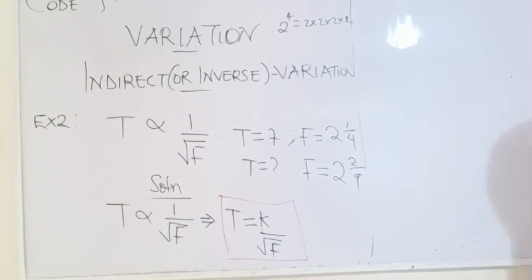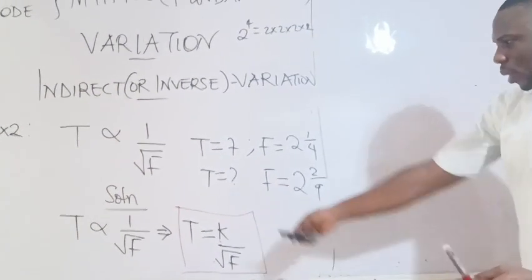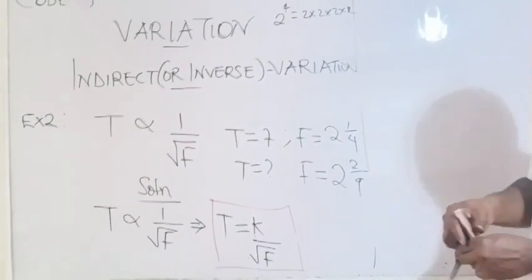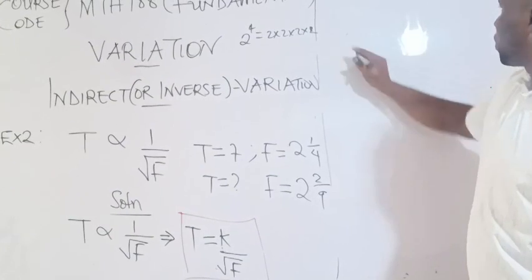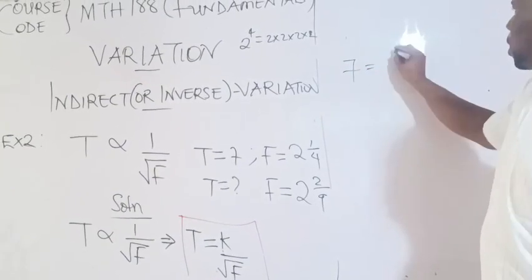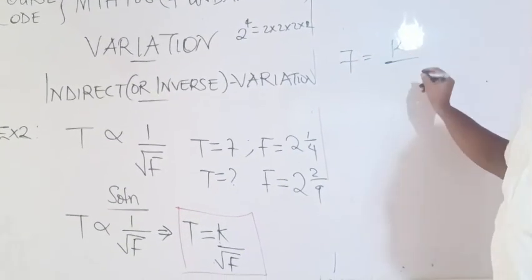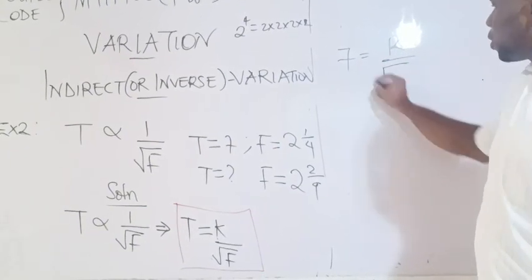Alright, so from this point now, I have a t. T is 7. Write it down here. T is 7. And of course, I don't know what k is, and that's the first thing I would find. Then I have the square root of.